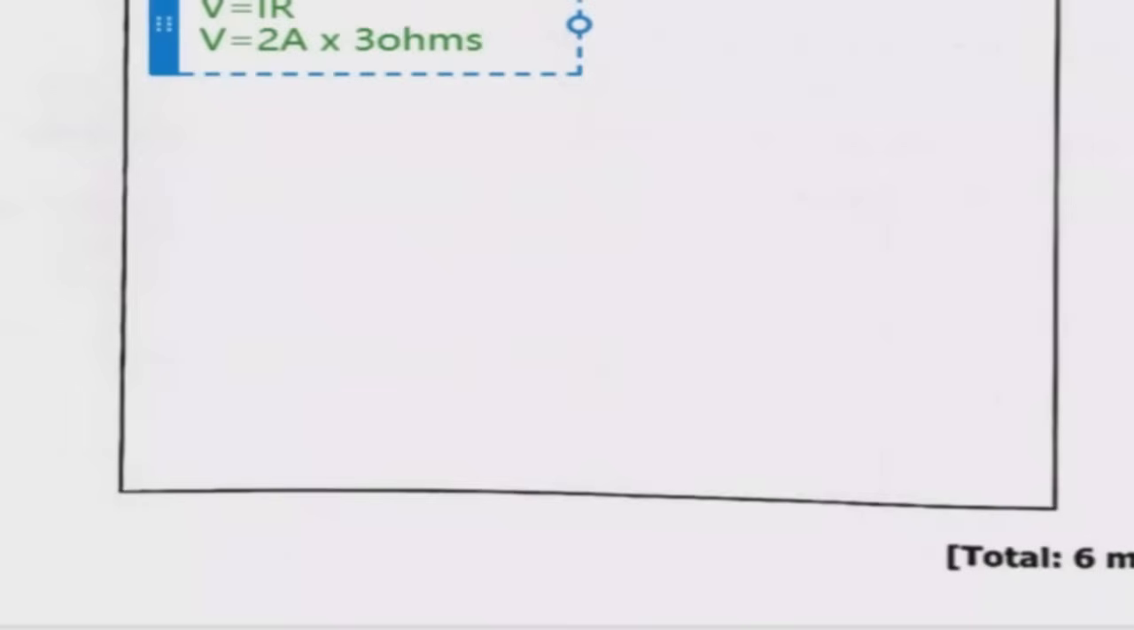After we find the answer, we're going to divide the answer by 3 cells. So let's find the voltage first. We say voltage is equal to 2 times 3 will give us 6, which will be 6 volts. So the total voltage in the circuit is 6 volts.